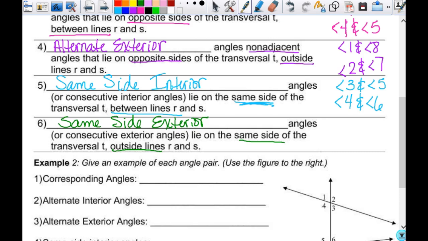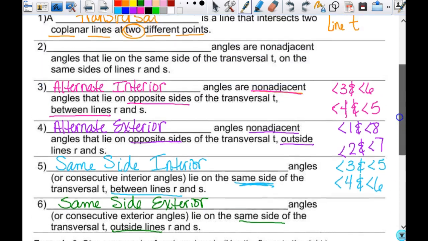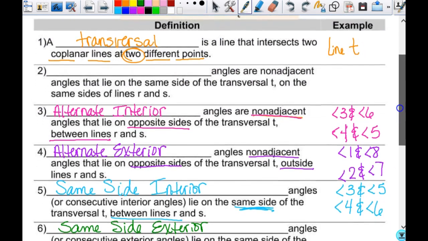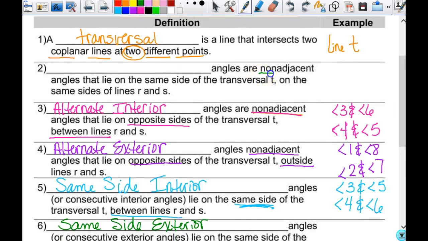But then we have number 2 that we skipped. We go back up to number 2. Blank angles are non-adjacent angles that lie on the same side of the transversal and on the same side of lines R and S. Even though everything's happening on the same side, these are not same side angles. We don't use those words in this, because it's a different thing. Actually, one of them's on the inside, one of them's on the outside.